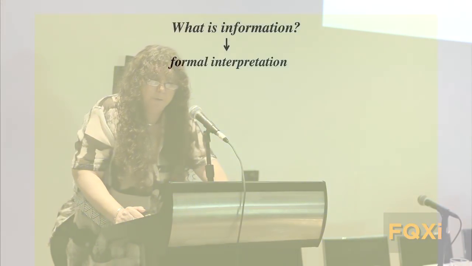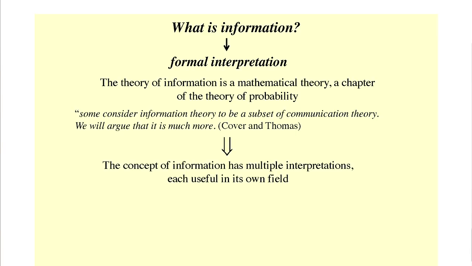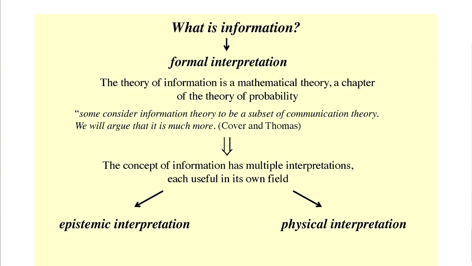Perhaps we can adopt an informal interpretation according to which the theory of information is a mathematical theory, a chapter of the theory of probability, and as such, it has multiple interpretations, as infinitesimal calculus does, each one useful in a certain field. So the epistemic and the physical interpretations, also non-competing, are clearly different. If there is no interaction or signal between source and receiver, there is no physical information. We cannot define a physical channel between them.